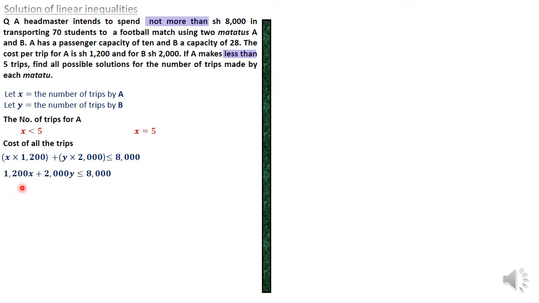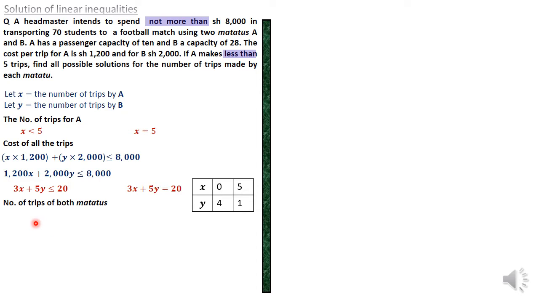That should simplify to 1,200x plus 2,000y is less than or equal to 8,000, which you can simplify further to get 3x plus 5y is less than or equal to 20. And that gives us the equation 3x plus 5y is equal to 20. Now if you set x is equal to 0, you're going to get y is 4, and if you set x is equal to 5, you're going to get y is 1. It's always important to set x and y to be whole numbers, or ensure that you get whole numbers for x and y here so that they are easier to plot.